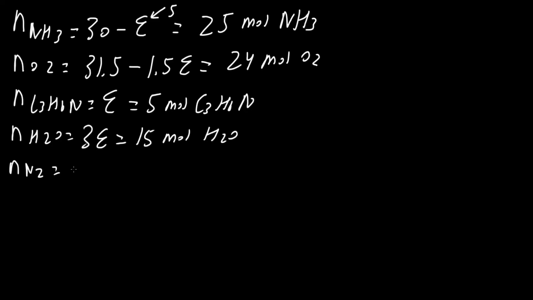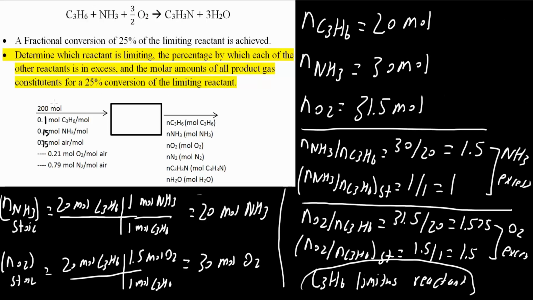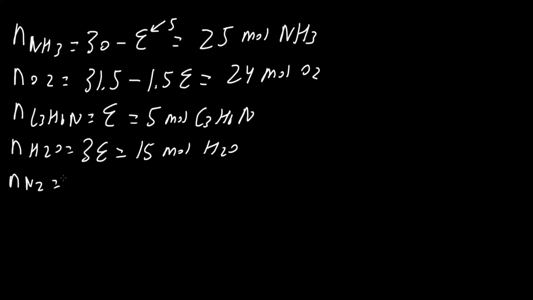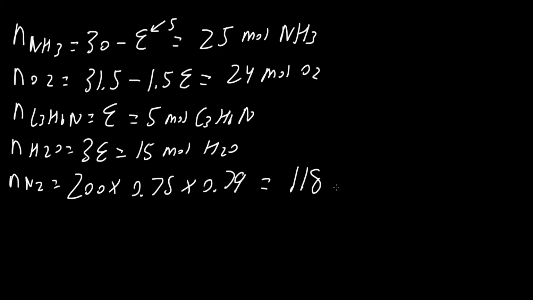And finally, nitrogen, which is an inert, you pretty much go with your input. So let me show you again. You go 200 times 0.75 times 0.79 because it doesn't react, so it's going to stay the same from the reactant and the product. So let's write that down. We had 200 times 0.75 times 0.79, and so we would ultimately get 118.5 moles of nitrogen. And that's all you need to do for this problem.